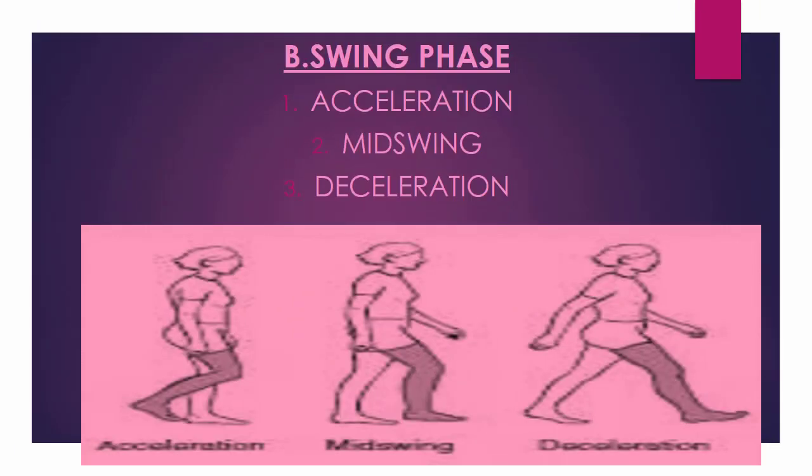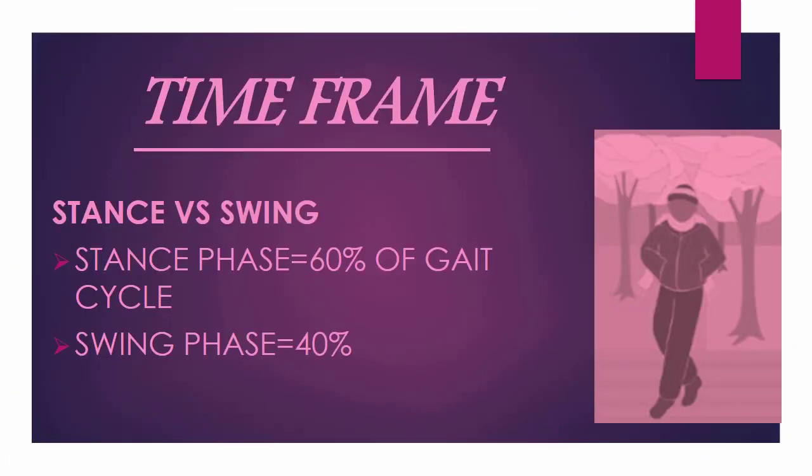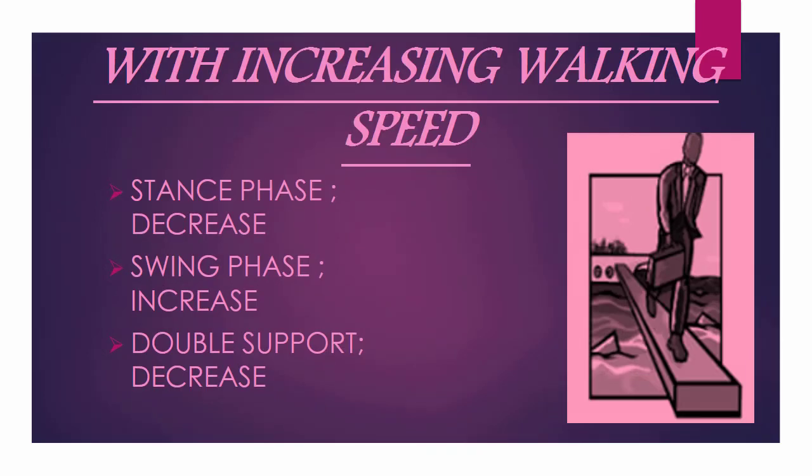Swing phase. During swing phase, the foot is in the air. This phase begins with the initial swing. After acceleration, the swinging limb overtakes the limb in stance. And lastly, swing phase terminates. Time frame: 60% of the time is spent in stance phase and 40% in swing phase. With increasing walking speed, stance phase decreases, swing phase increases, while double support also decreases.